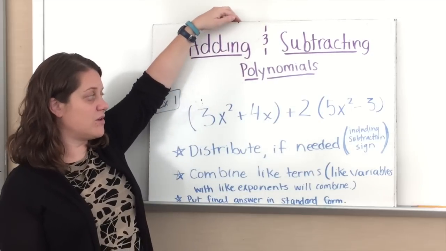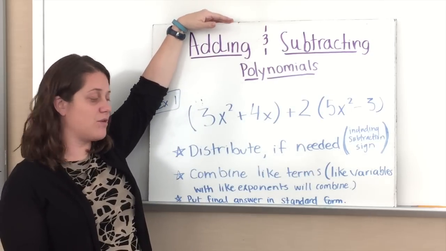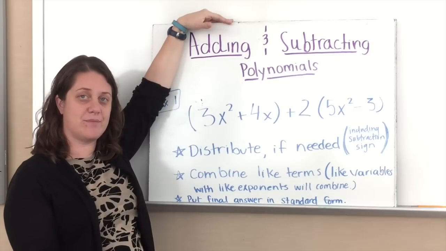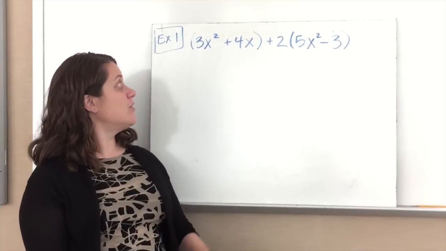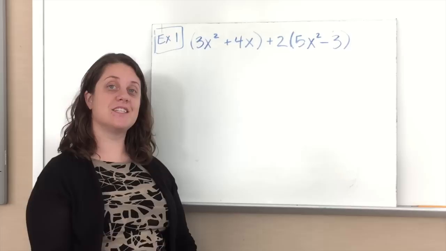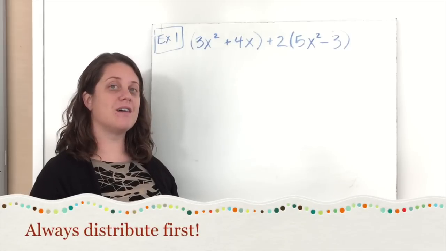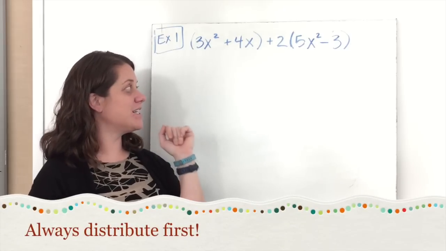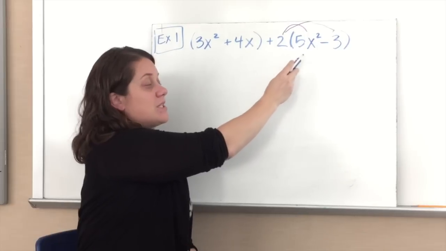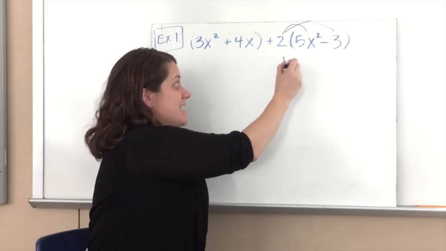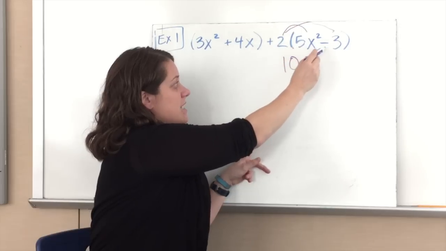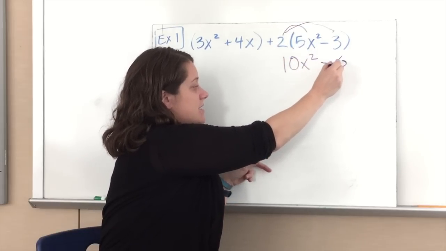Okay, so we're going to go ahead and try this example. If you haven't gotten all of these steps written down, make sure you write them down before we try the example. Alright, so here is example 1. So now we're going to try this. Miss Achilles, what did I say I needed to do first? Distribute. You are correct. Yes. So I have a 2 here, so I'm going to distribute it to both terms. So 2 times 5x squared is 10x squared, and 2 times a negative 3 is a negative 6.